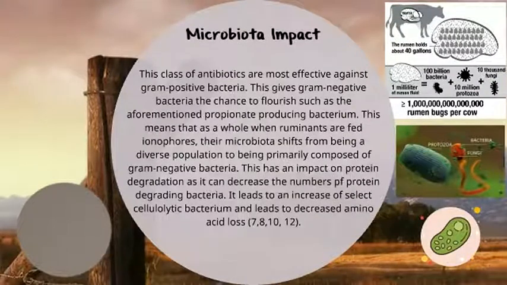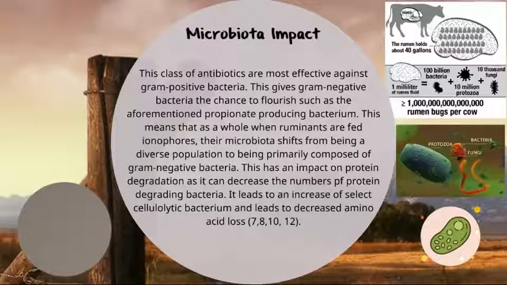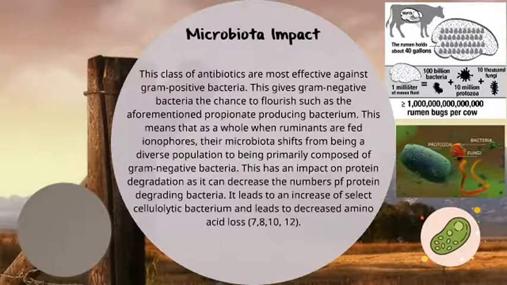As previously mentioned, this class of antibiotics is most effective against gram-positive bacteria. This gives gram-negative bacteria the chance to flourish, such as the aforementioned propionate-producing bacterium. This means that as a whole, when ruminants are fed ionophores, their microbiota shifts from being a diverse population to being primarily composed of gram-negative bacteria. This has a profound impact on protein degradation, as it can decrease the numbers of protein-degrading bacteria. It also leads to an increase of select cellulolytic bacterium, and can also lead to an overall decrease of amino acid loss.